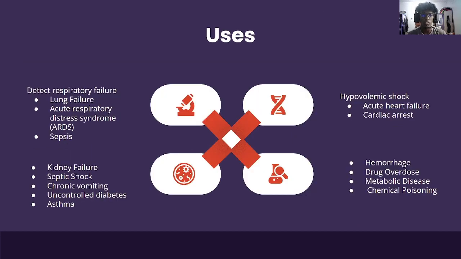The next, we'll look at the uses of ABG. So first of all, you can detect respiratory failure such as lung failure, acute respiratory distress syndrome, and sepsis. Another thing is the hypovolemic shock, where you can find if we have any acute heart failure or cardiac arrest. And other type of uses, you can detect kidney failure, septic shock, and as you can see here, hemorrhage, drug overdose, metabolic disease, and chemical poisoning.